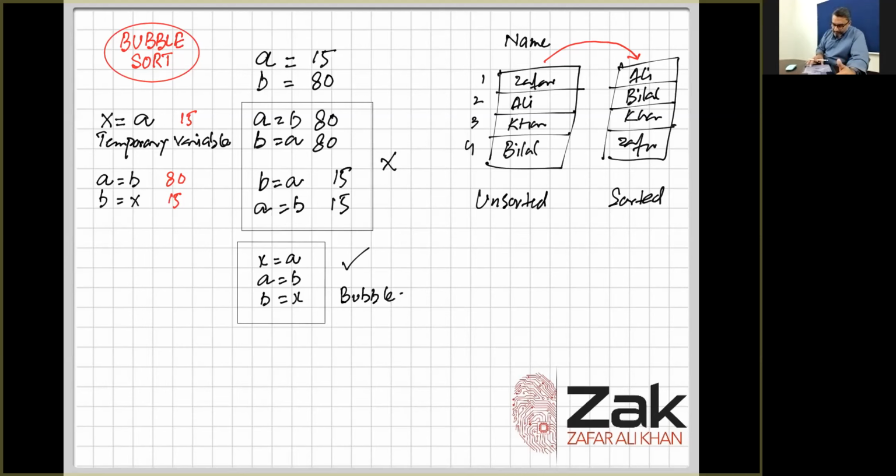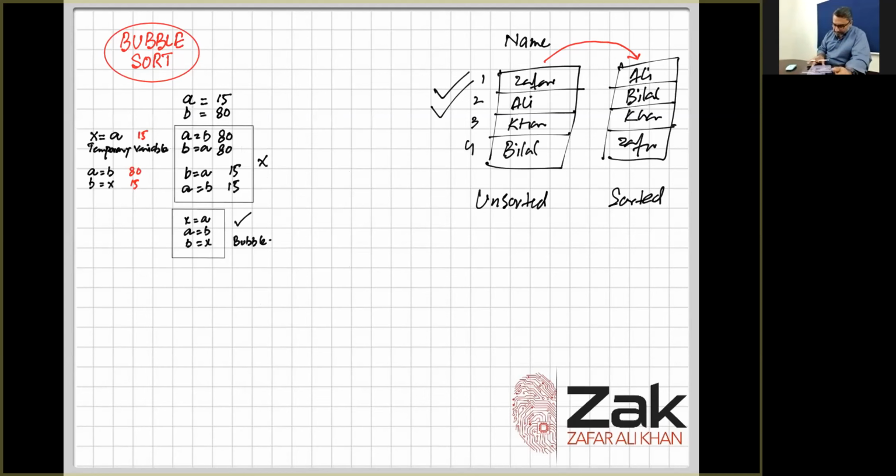Now let's see how we exchange two different element values in an array. Obviously, we are also going to use the same technique. So let's say I want to exchange this Zafar with Ali.